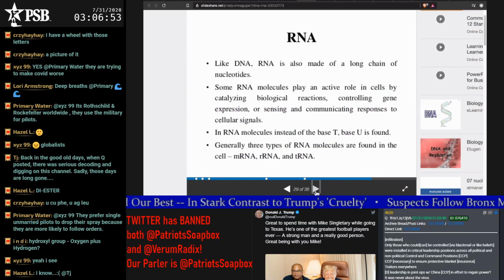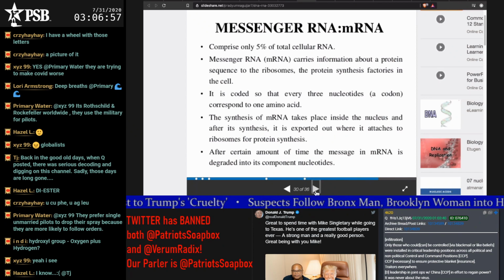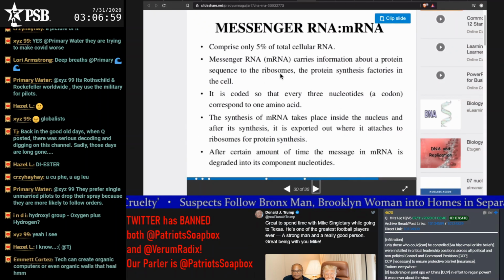And we are almost through. mRNA, let's stop here because mRNA is part of these new COVID vaccines, right? Messenger RNA, mRNA, carries information about a protein sequence to ribosomes, the protein synthesis factories in the cell. So these mRNA vaccines, right?